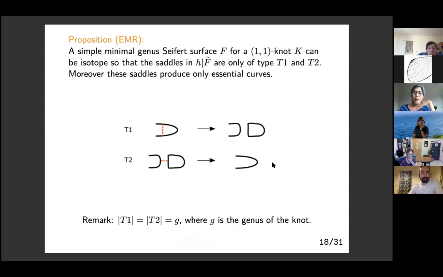So this was useful because after a number of lemmas, we were able to show that a simple minimal genus Seifert surface for a 1-1 knot can be isotoped in such a way that in the product region, instead of having all those 4 types of saddles, we only have these 2 types of saddles: saddles that join an arc with itself, or saddles that join an arc with a curve. It simplifies a lot the structure of the Seifert surface with respect to this torus cross I structure. We also have control of how many saddles we have: the total amount of saddles is twice the genus of the Seifert surface.